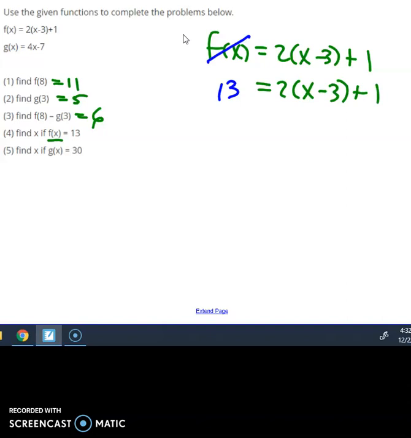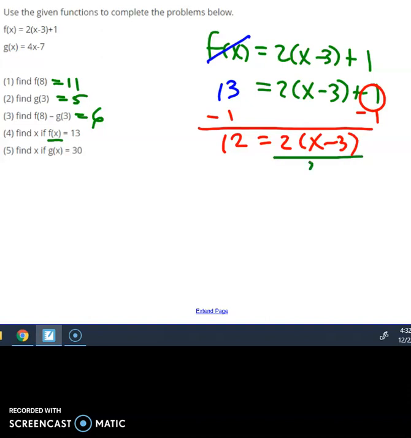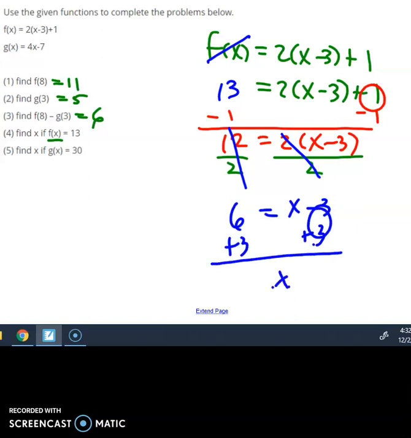for x. So first step, subtract 1 from both sides, which is 12. And then divide by 2. This is 6. And then add 3 to both sides. And x is 9.